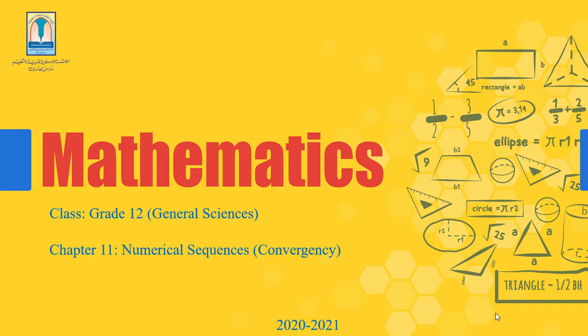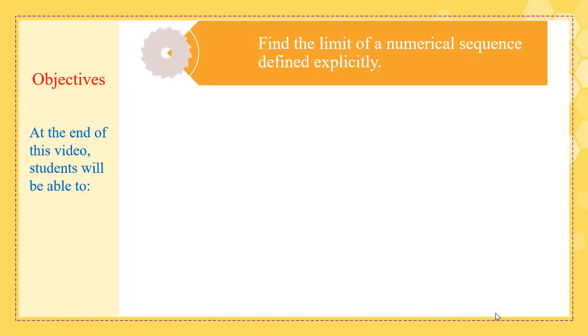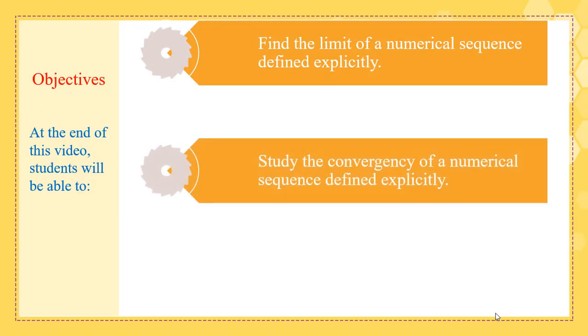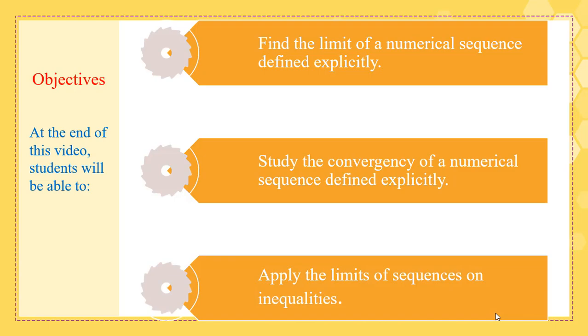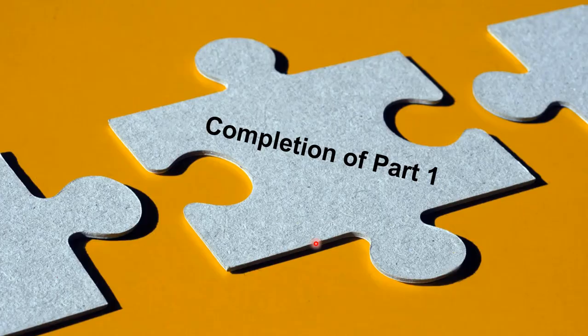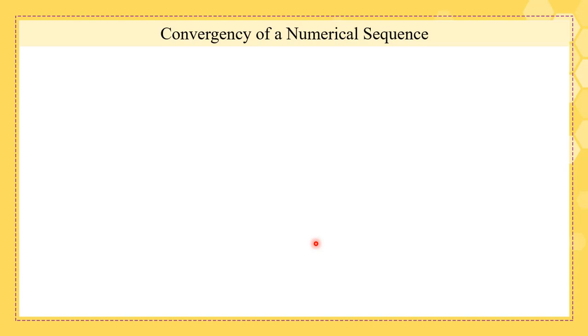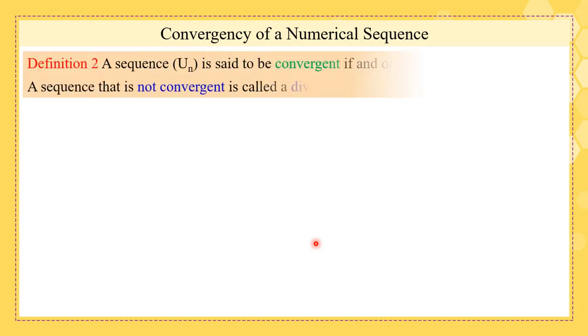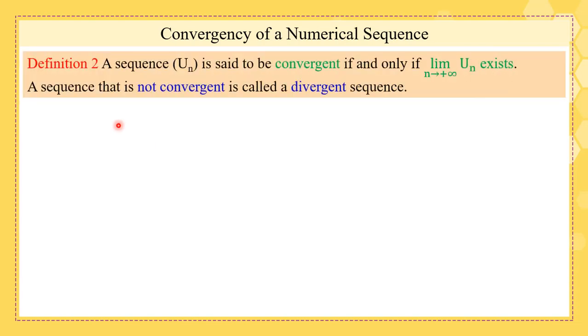Today we're going to continue talking about numerical sequences, and specifically we will talk about the convergency of a numerical sequence. Well, let's continue. Definition 2. A sequence UN is said to be convergent if and only if its limit exists.